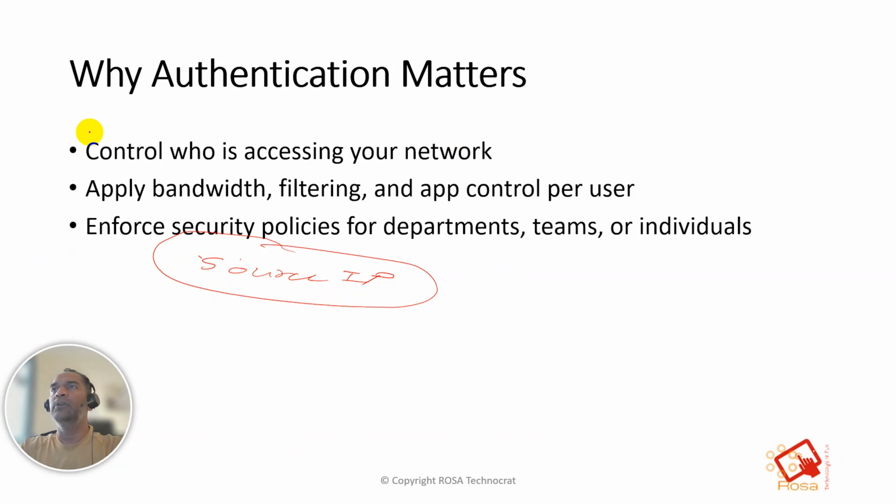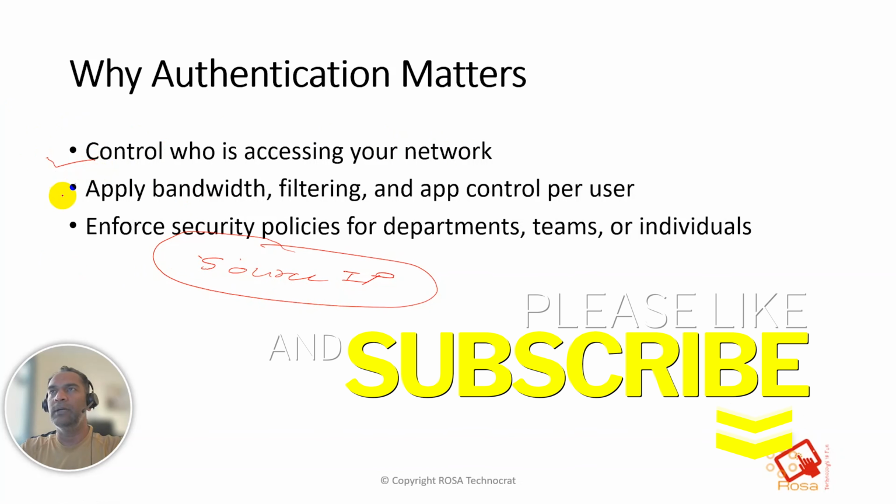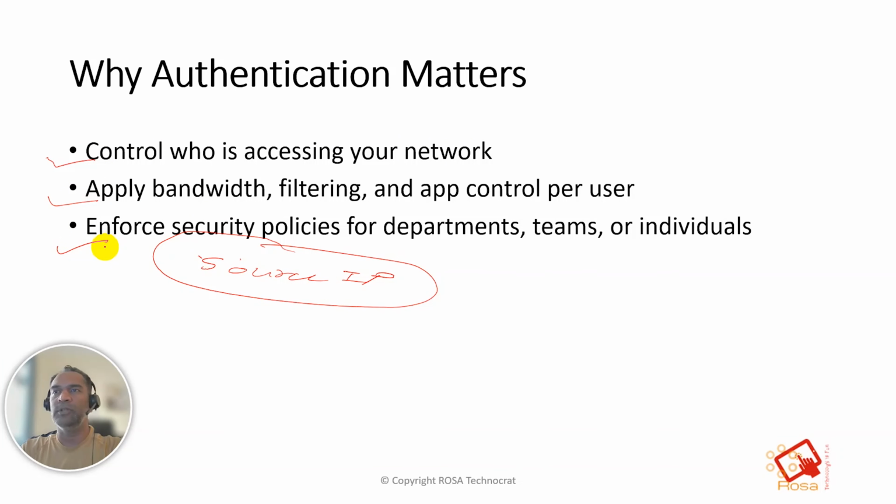So why authentication matters: controlling who is accessing your network, applying bandwidth filtering, app control per user, and enforcing security policies for departments, teams, or individuals depending on the username or group. You can also track user activities in logs. You can easily identify the activities based on the username rather than just relying on an IP address, right?